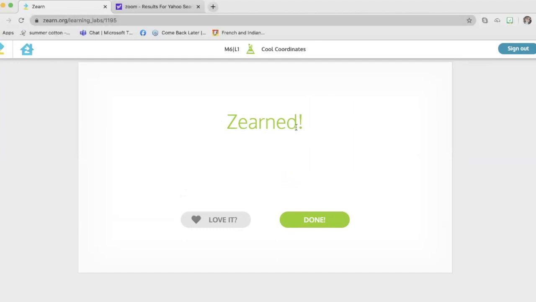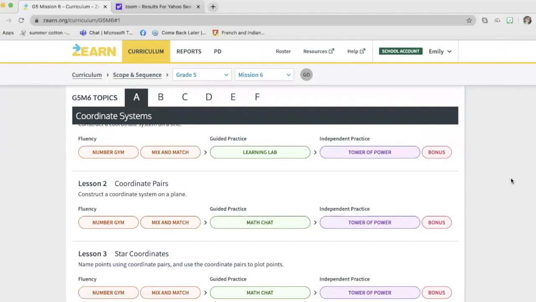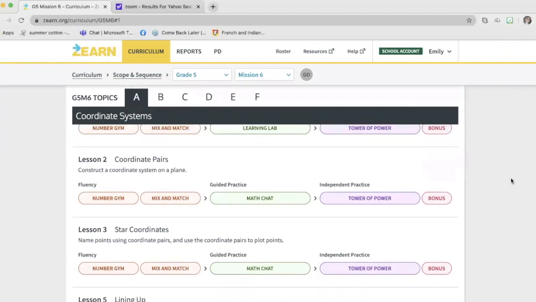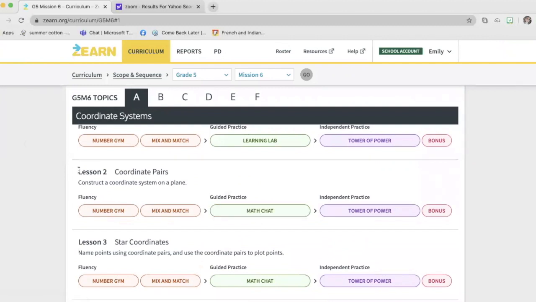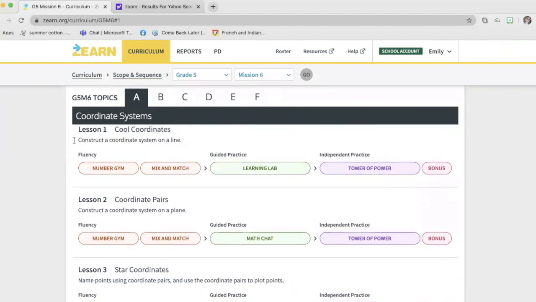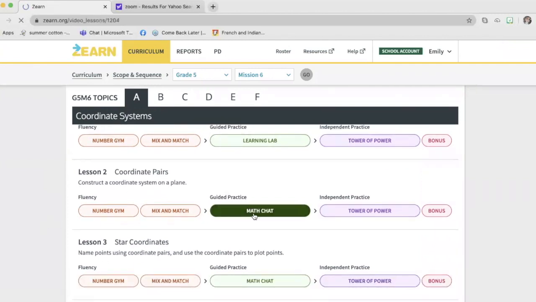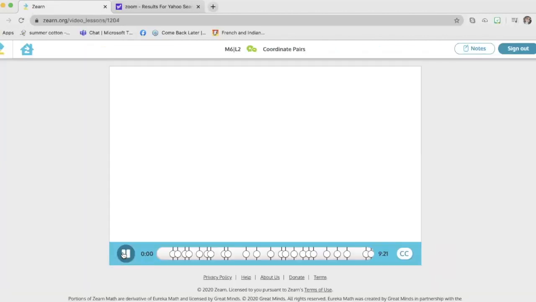If it asks you a similar question, which it should on the Tower of Power, make sure you start from the point that you previously graphed. Unless it specifies to start from the origin, you don't have to necessarily start from the origin. Okay? Lesson 2, it's going to be the same thing. We have the same standard, so we're constructing a coordinate system on a plane. Let's get started. We have one more after this.